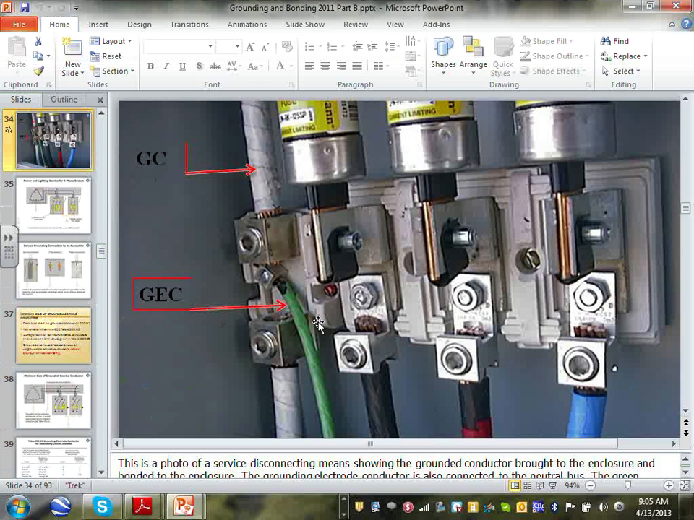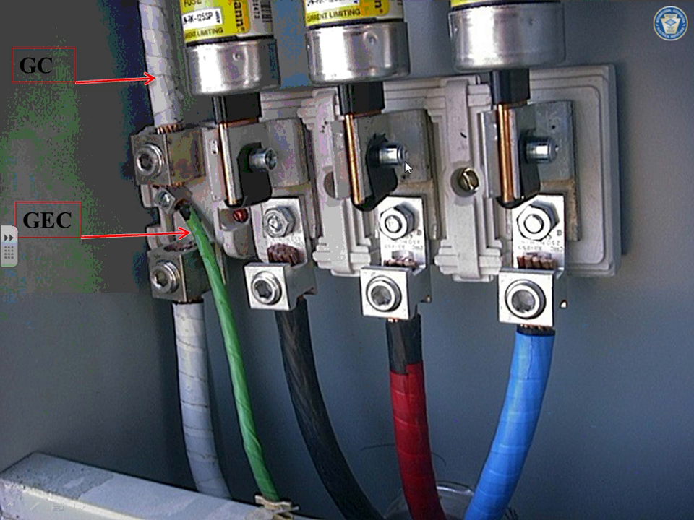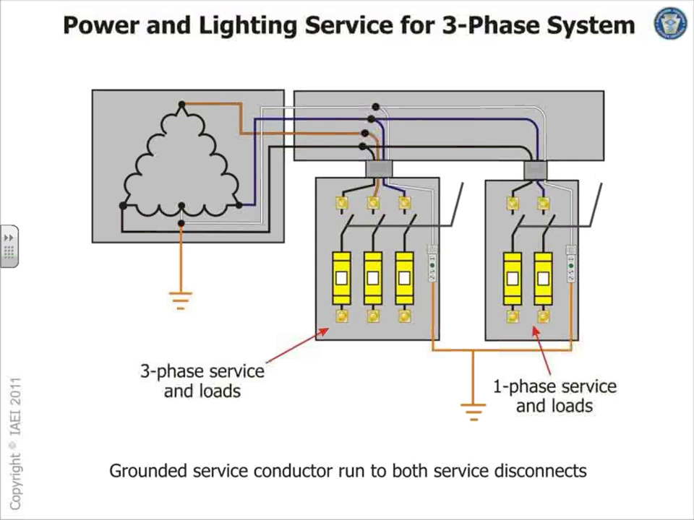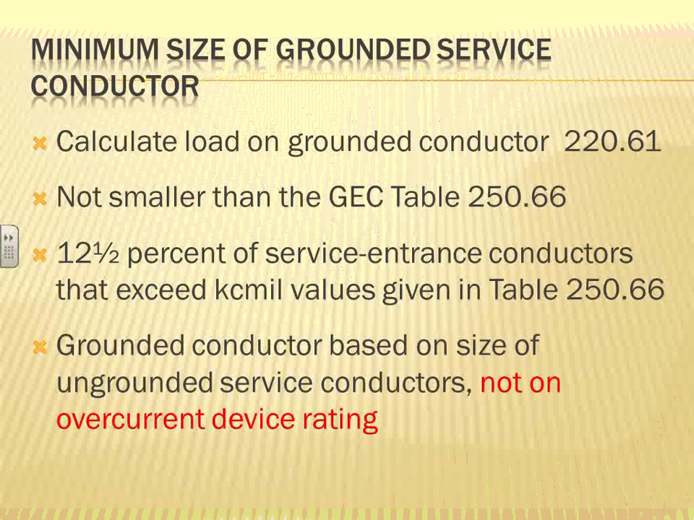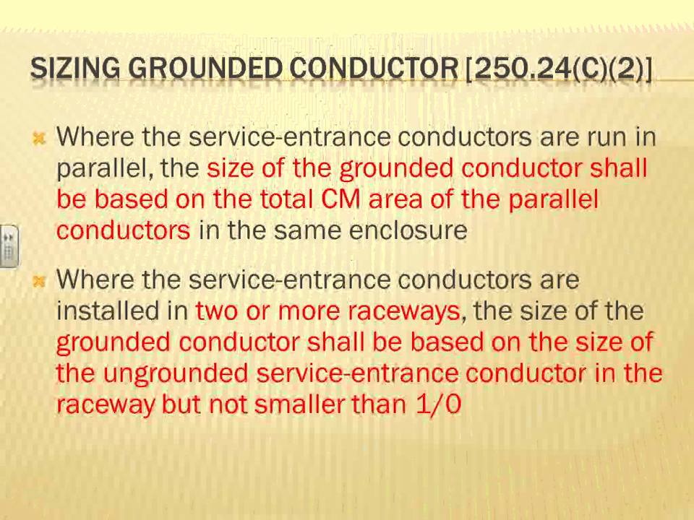This is just a couple of pictures, guys, showing your grounded conductor and your grounding electrode conductor tied together right at the service. The NEC says that you have to tie the grounded conductor at the service where the service disconnect resides. A couple of nice pictures on that one, of different grounding electrode systems. I'm just going to pick a few of these. We talked about the sizing.